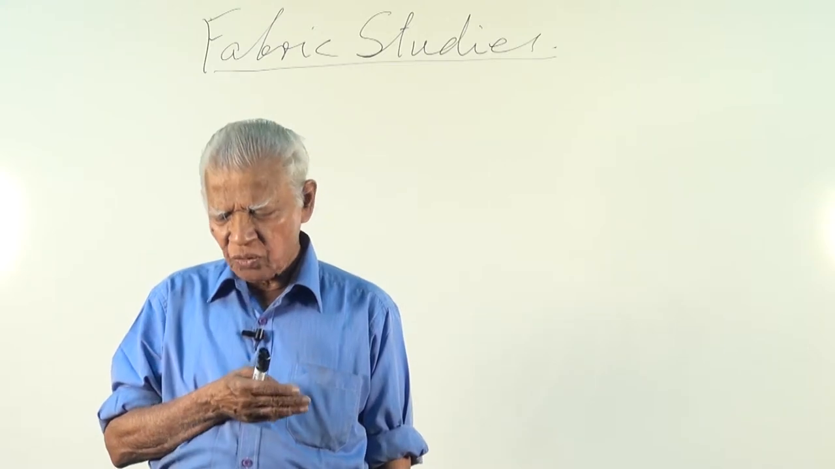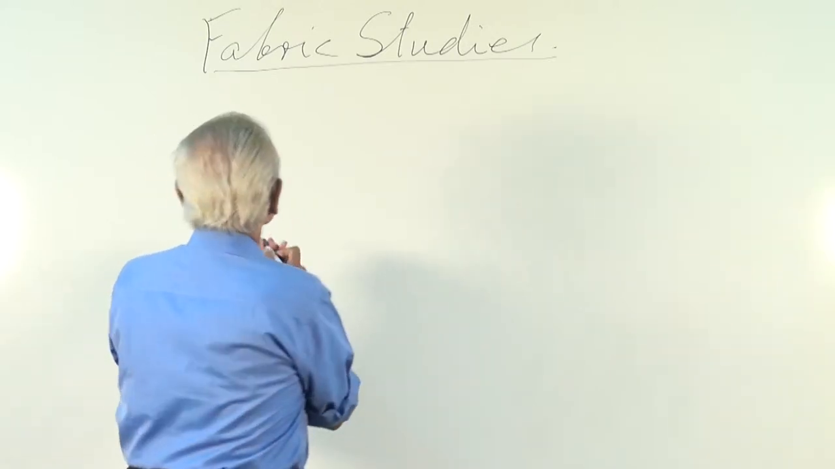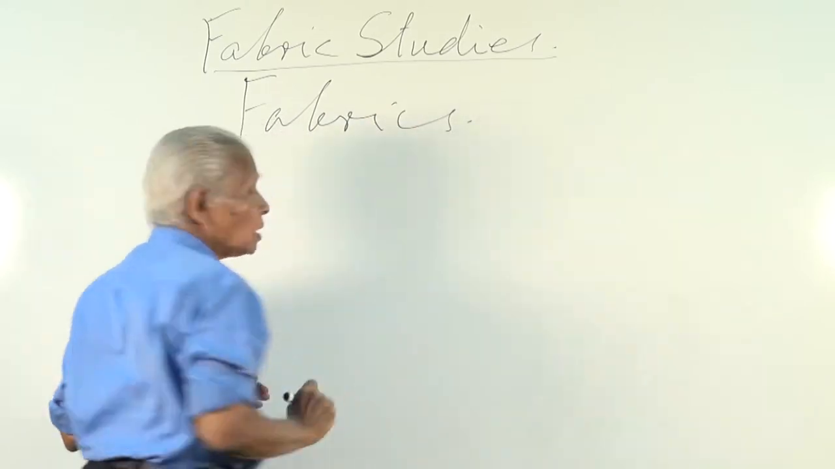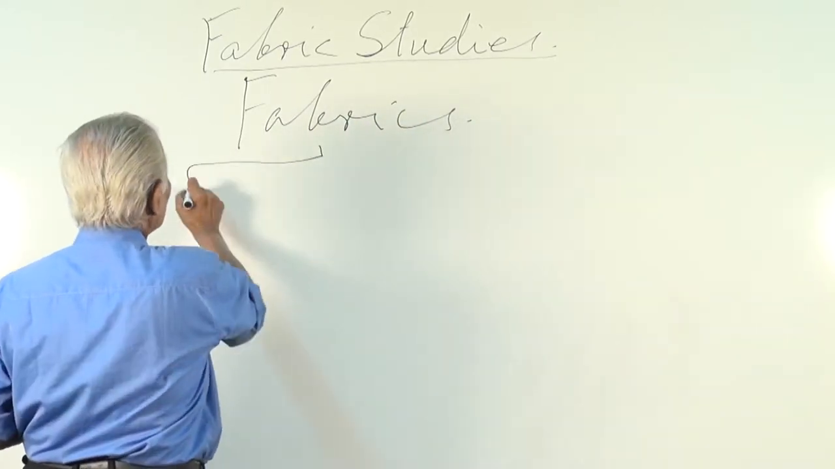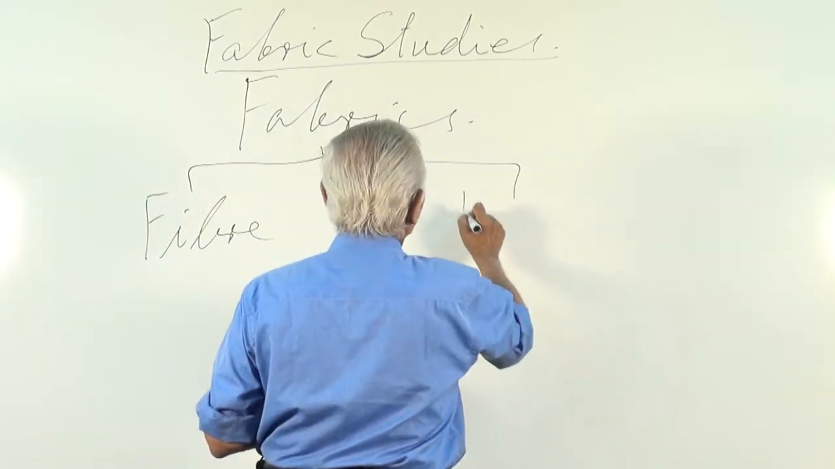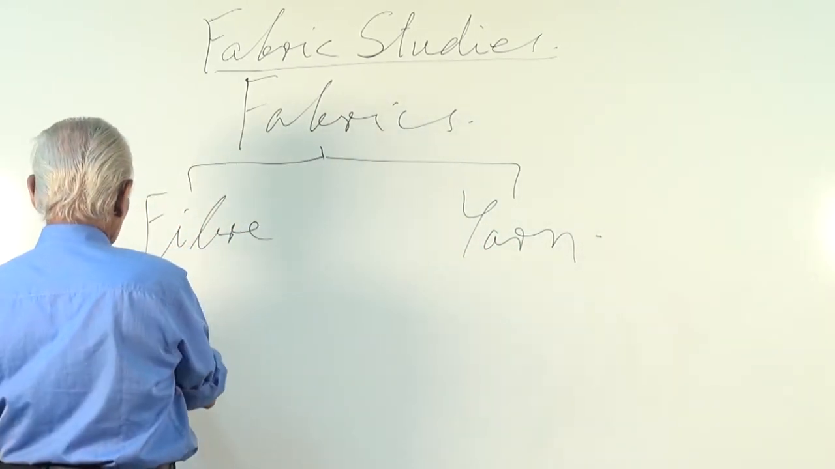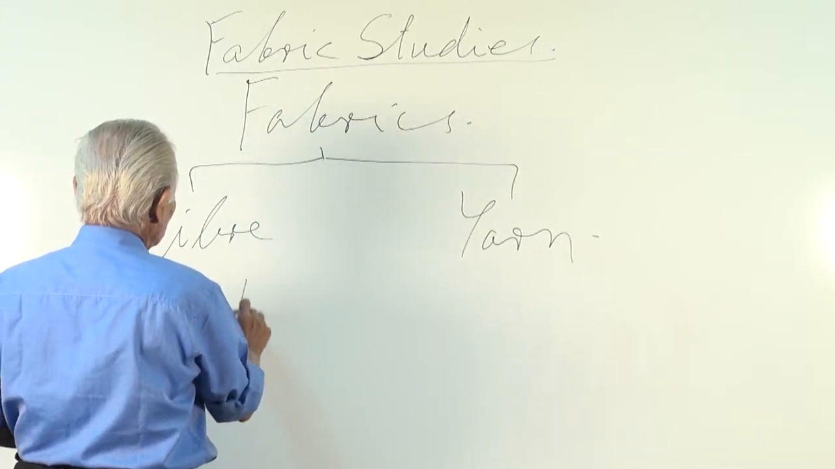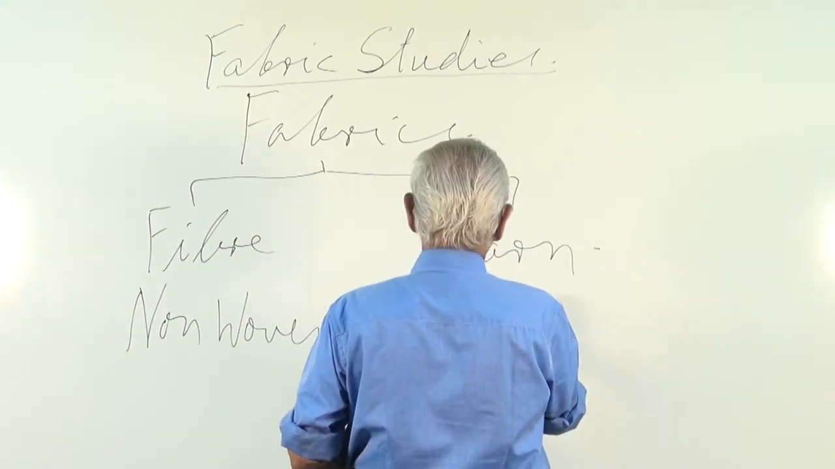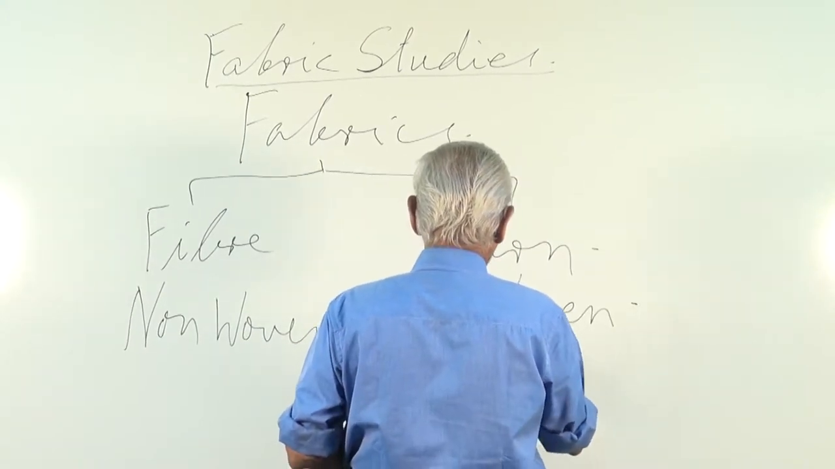Now let us see how these fabrics are produced step by step. As I said, we can make the fabric from the fiber or from the yarn. The fabric that is produced from fiber is called nonwoven. And the fabric that is produced from yarn is called woven fabric. And we have another category called the knitted fabric.